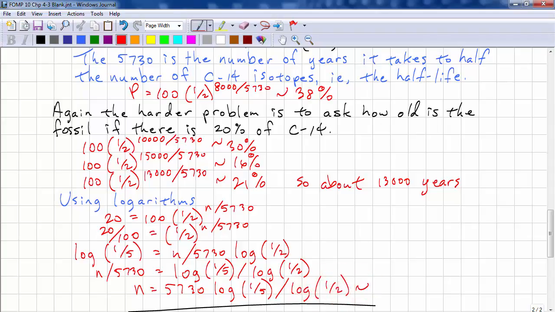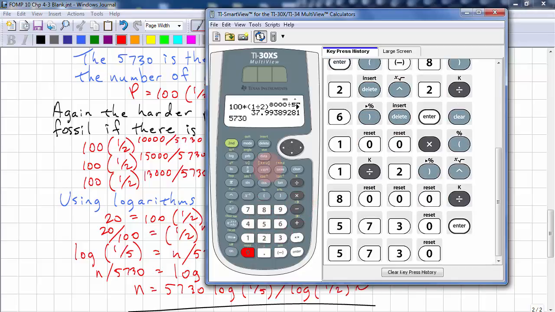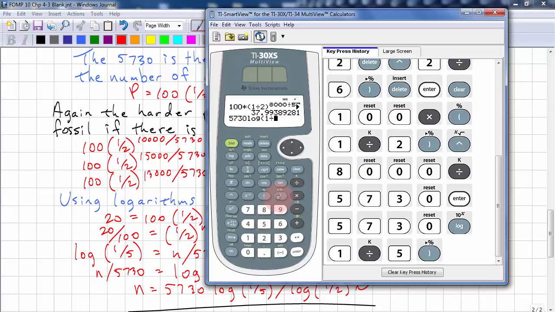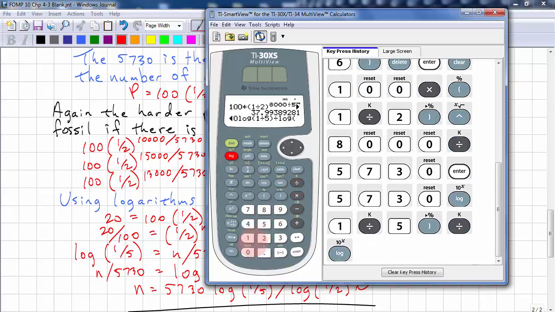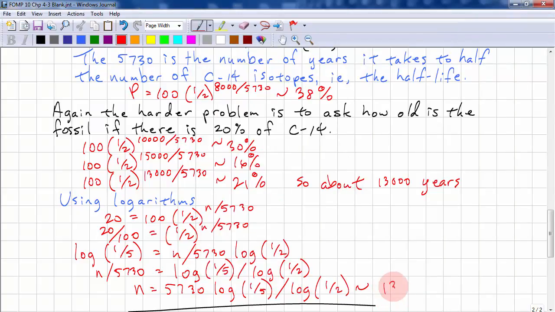Punch this in on a calculator. It looks like this: 5730 log, we don't need to put times, the calculator knows that it's supposed to be times, 1 divided by 5, and divided by log 1 divided by 2. And we get 13,305. That's a very accurate answer without doing any guessing and testing.